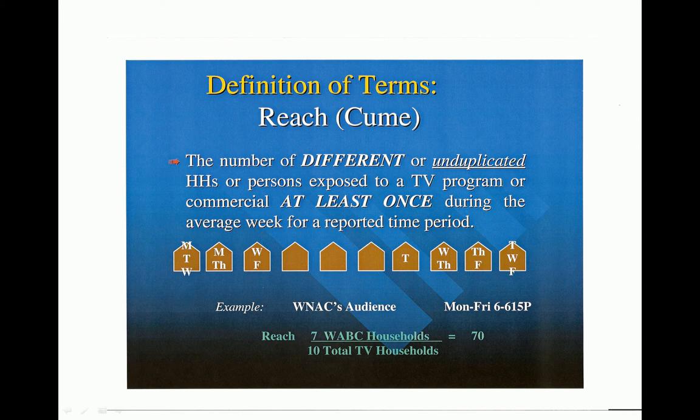I am slightly confused about why it says 7 WABC households over 10, Monday through Friday. But the reach is 1, 2, 3, 4, 5, 6, 7. That's what we're talking about. I think he meant to have WNAC right here, not WABC. But whether you were exposed Monday, Tuesday, or Wednesday, and again, it doesn't matter, all you have to have is a single one, and you count as the reach. So the cume or the reach for this particular universe of 10 households is 70. 70% of these households saw the show or commercial at least once.